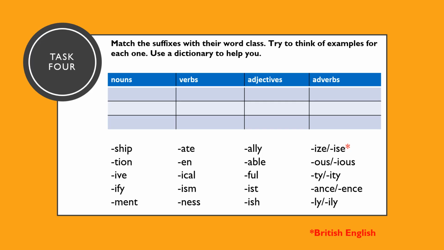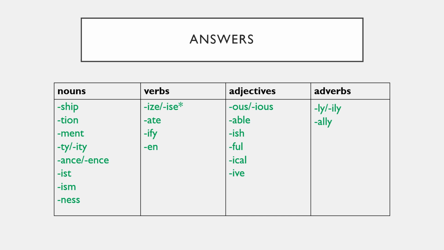Okay, let's try another task now. In this activity, you need to put the suffixes into the correct column according to their usual part of speech. Try to think of an example word for each one. You can use a dictionary to help you if you want. Remember, write your answers on your PDF handout. So pause the video and press play when you're ready to check the answers. Okay, so now it's time to check the answers.